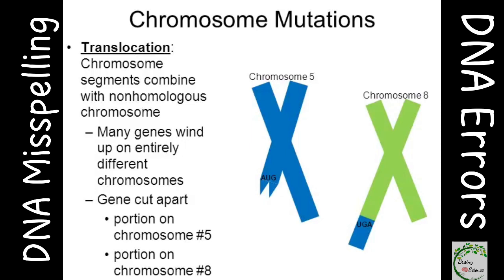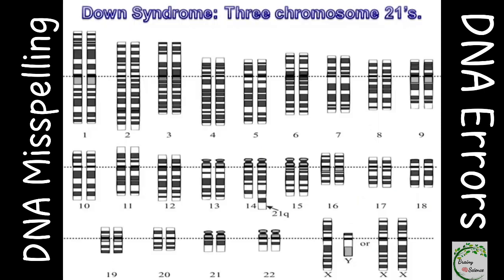For instance, the AUG start codon might be on chromosome 5, but the UGA stop codon now might be on chromosome number 8. So the gene was literally ripped apart, with half of the gene on chromosome 5 and half of the gene on chromosome number 8. So you can imagine if that's the case, the gene, if it was cut apart, is not going to be a functional gene anymore. The person's not going to have the benefit of this protein that they're supposed to have.